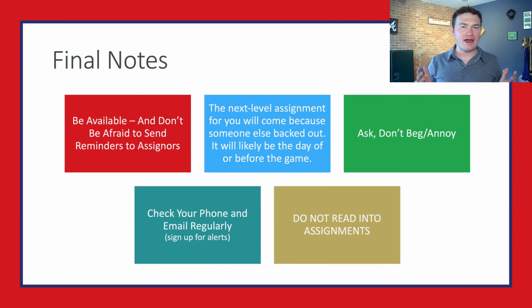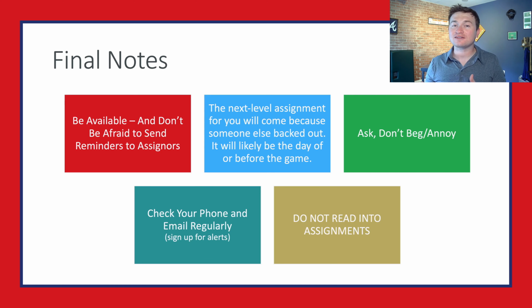Now, let's review some final notes. The first is be available. The best ability you can have is availability. And don't be afraid to text an assigner every once in a while if it's been a minute since you've gotten a game. We don't want to be pushy, but by reminding them that you're available and you'd like to work games for them, that's a good way to get top of mind to get assigned the next game.